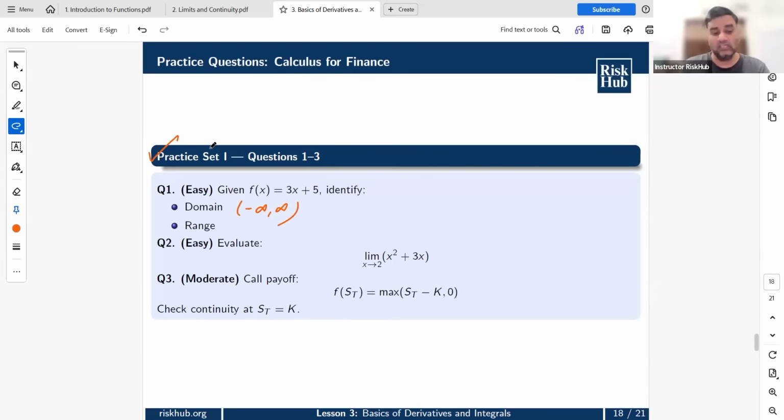Okay, range. Since your slope is not equal to 0, the output can also take any real value. So the range is also minus infinity to infinity. Again, for this one, a linear function has no restriction. Remember that.